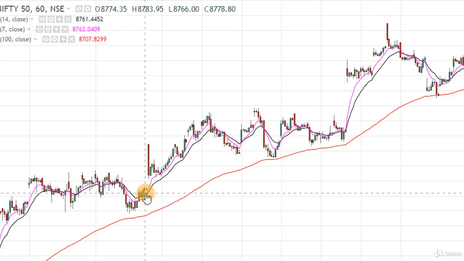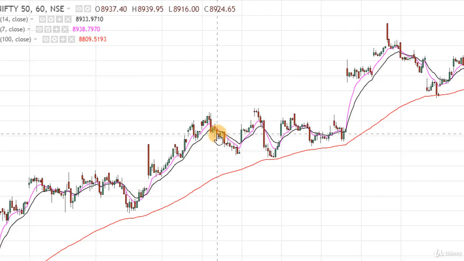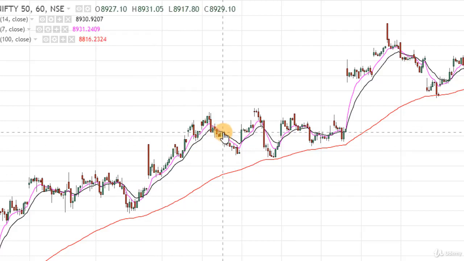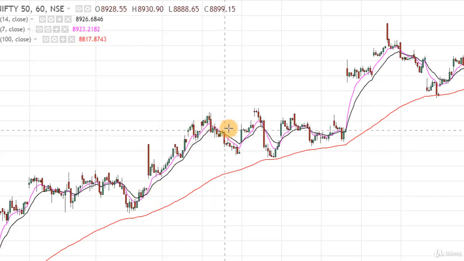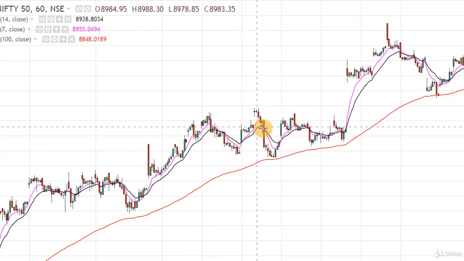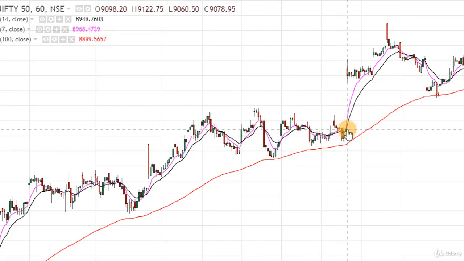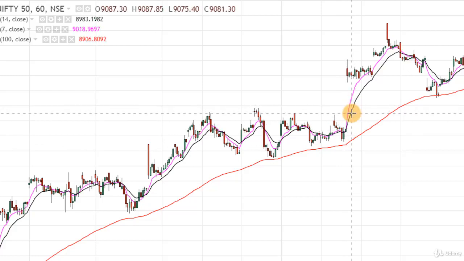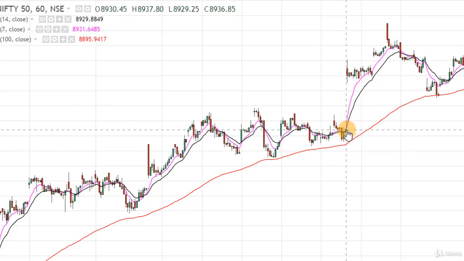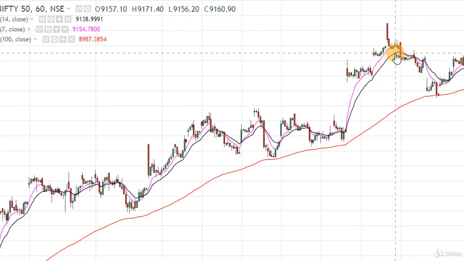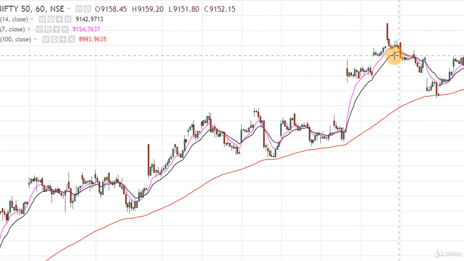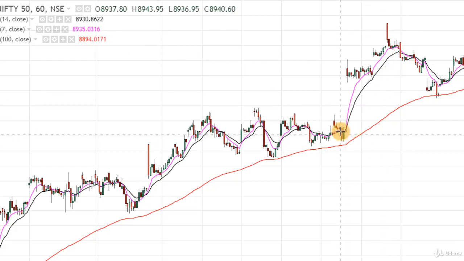Here we are getting a buying signal, and when this pink moving average is below this black moving average, this is a bearish crossover. So we will buy here and exit here. Again, prices are going down to touch this support line, this 100 period moving average, and we are getting a bullish crossover here. Now this pink line is above this black line. So we are getting a bullish crossover and we are getting a buying signal. We will buy here, and here when pink line is crossing down this black line, we are getting a bearish crossover, so we will exit here. By buying here, we can exit here.